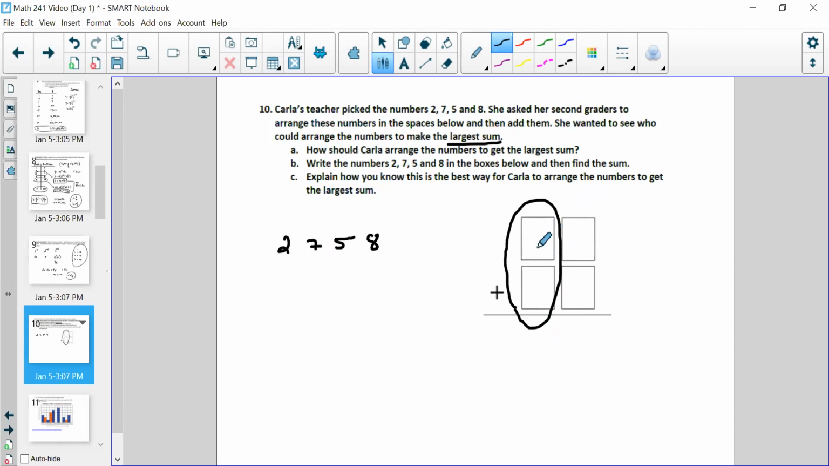So you wouldn't want to put a 2 here. And a 5, that would be 20 and 50. You want to maximize that. So we would like to put 8 and 7. Those are our largest numbers. And then 5 and 2 in the ones place. And that would generate your 157.